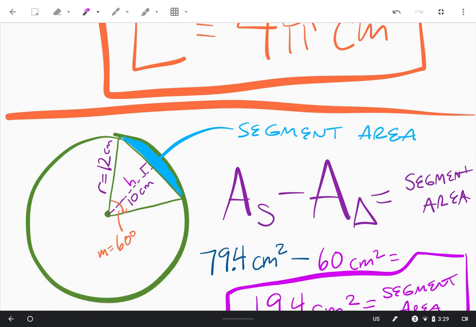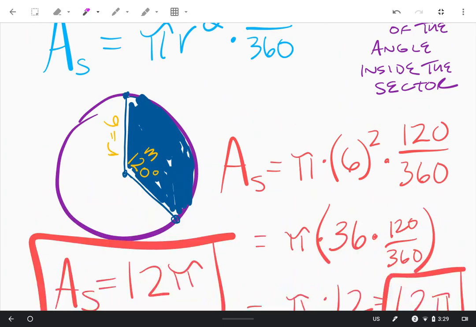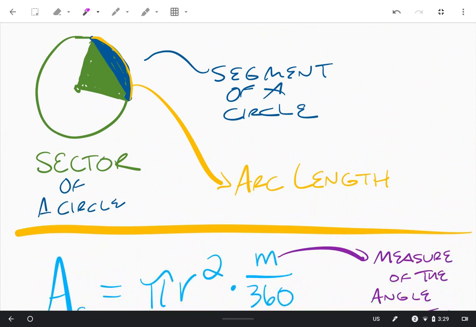So you have a couple of those in the lesson. You have a couple of arc length and you have a couple of sector area. So you have an example of each here. Hopefully that will get you what you need. I will post these notes so you can see those examples.